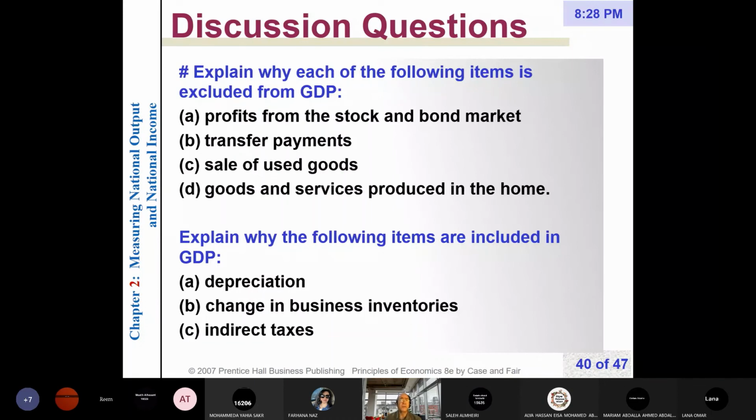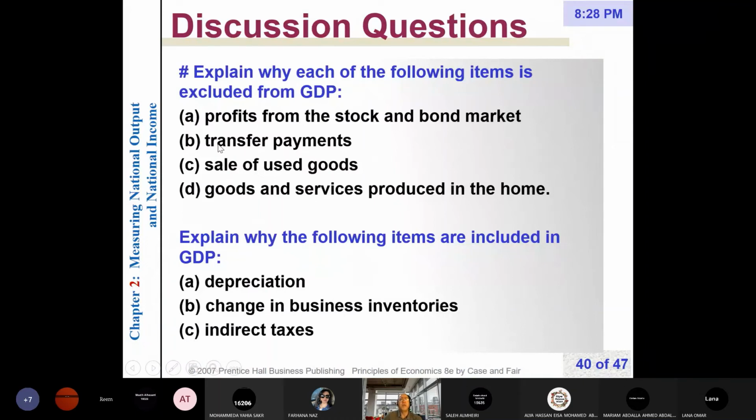Don't copy paste from slides, from the internet, from your friends. Enhance your answer with examples. So these questions ask why we include or exclude some items.